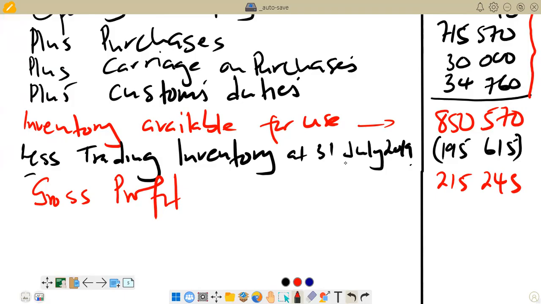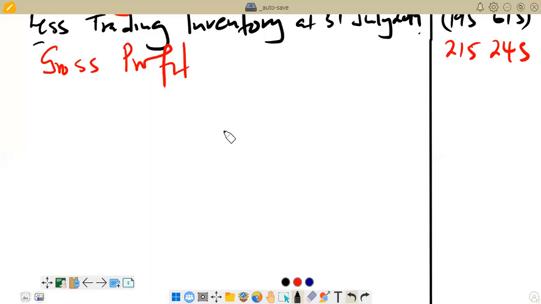Then from there, we are going to go to plus other income. We're going to look for other income in the question.